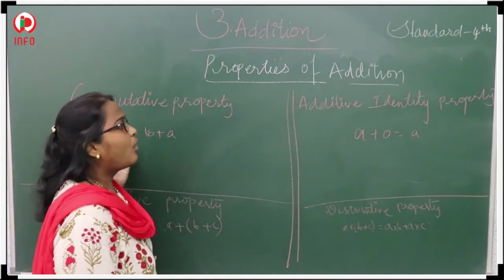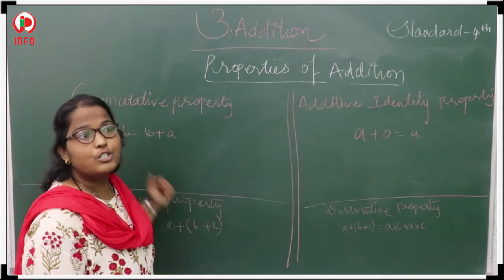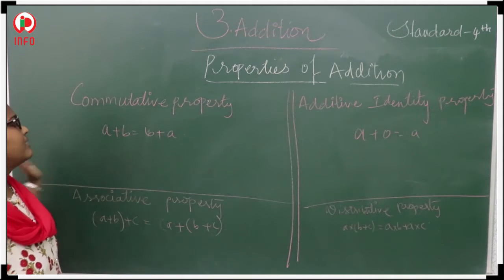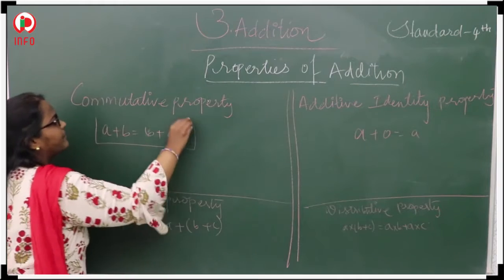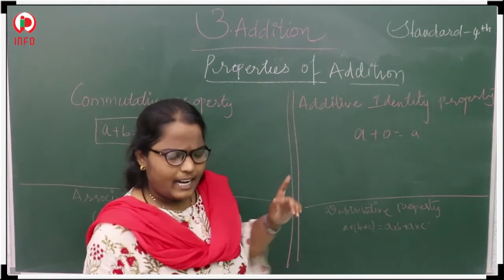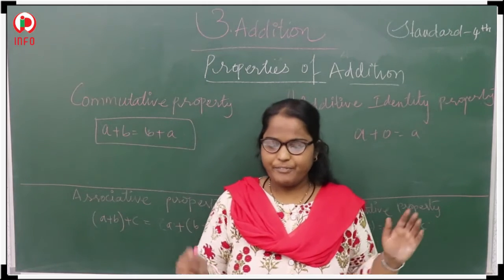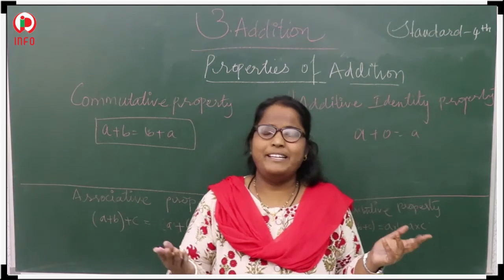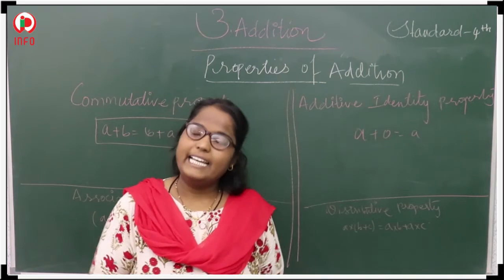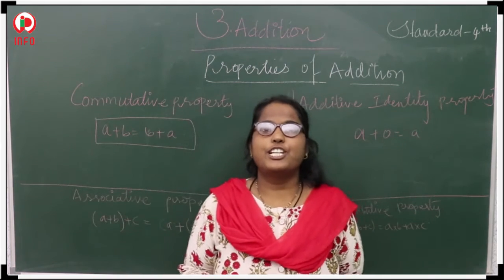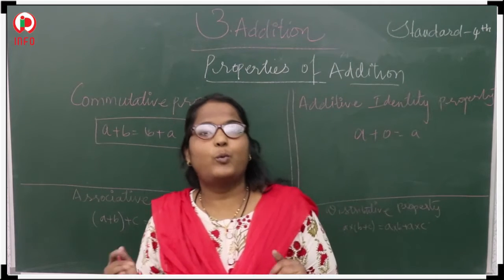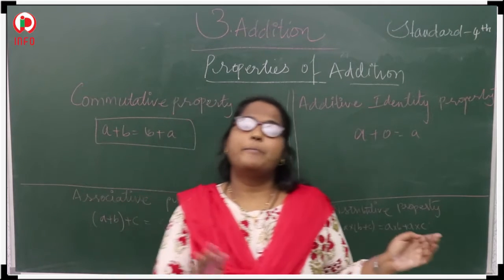Adding 2 numbers. The main concept of the commutative property is A plus B is equal to B plus A. Let me give you an example, children. If I add 1 plus 2, what will it be? 3. If I add 2 plus 1, what will it be? 3. So that is called the commutative property. You can add either way, A plus B or B plus A.